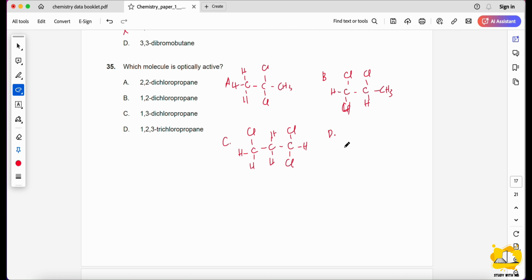And for D, okay, 2,2-dichloro, 1,2-dichloro, 1,3-dichloro, 1,2,3-trichloropropane. So you can see here, okay, this C is a chiral center, okay? So that's why the answer is B.